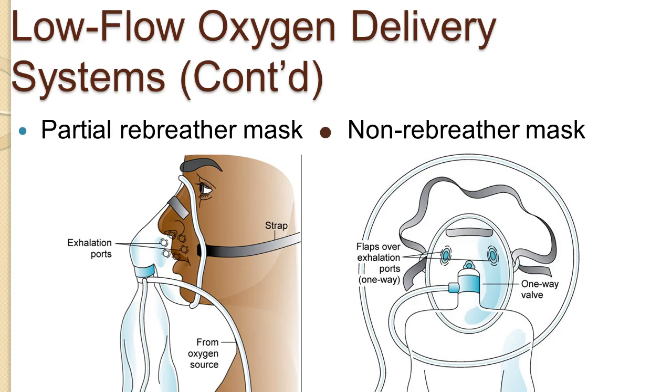There is a one-way valve between the mask and the reservoir, and there are 2 flaps over the inhalation ports. And the bag must be inflated during inhalation, and we can do that with about 10 to 15 liters per minute. So that's your low flow type of oxygen.